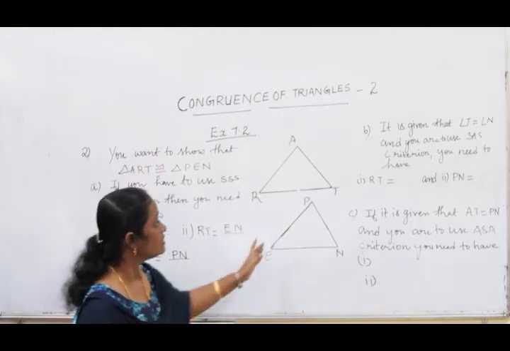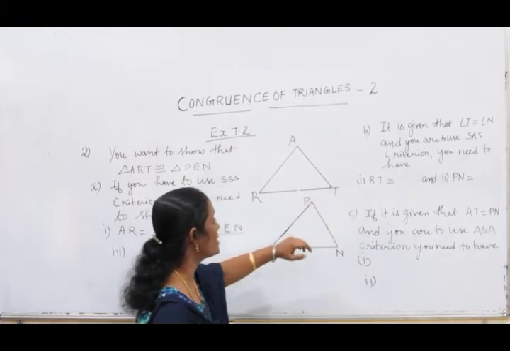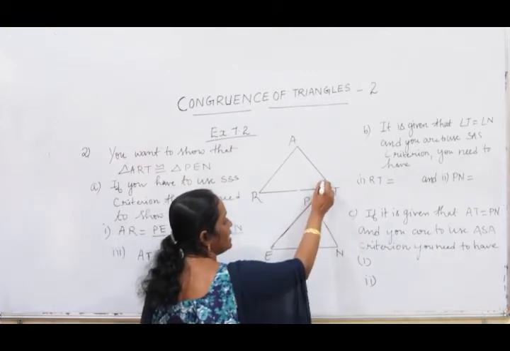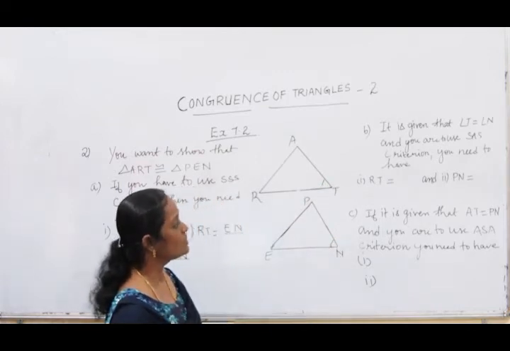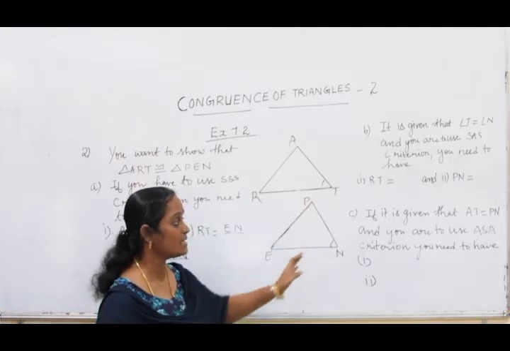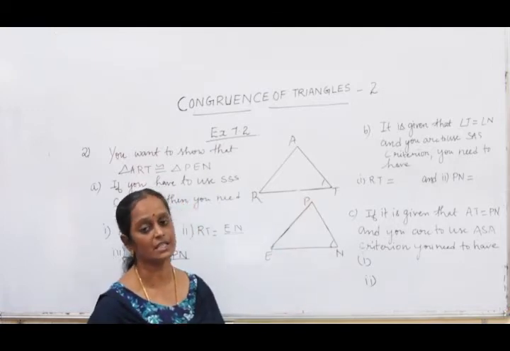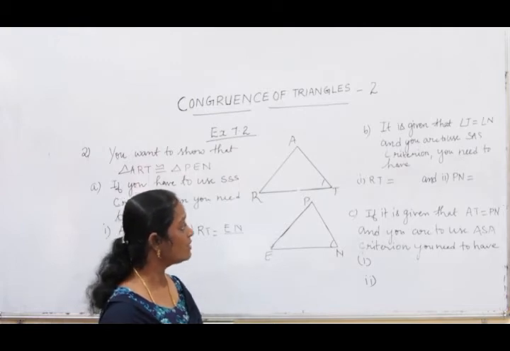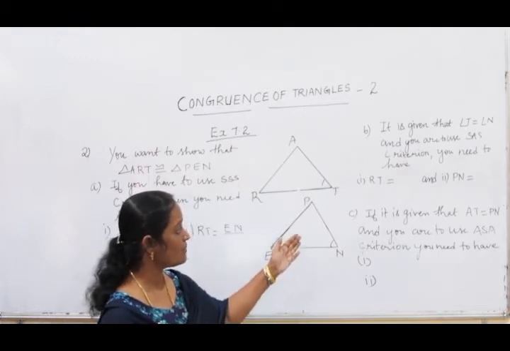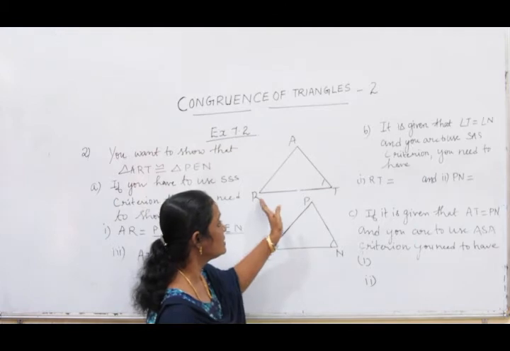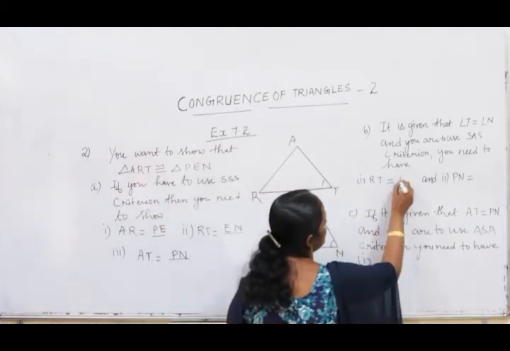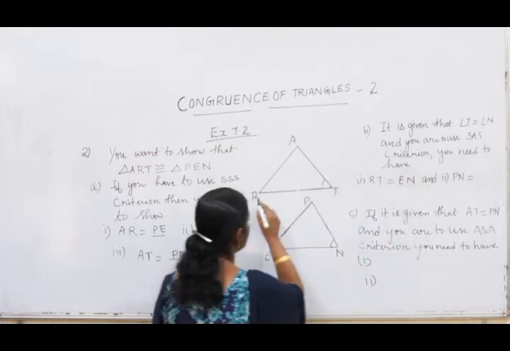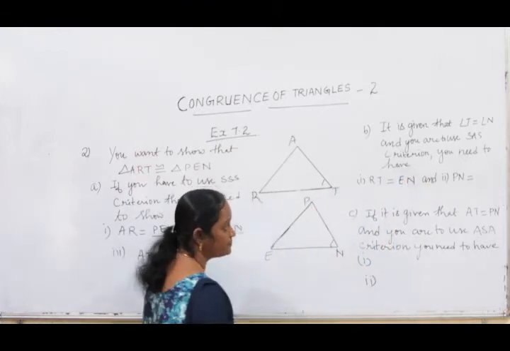The next one, it is given that angle T is equal to angle N. These two angles, angle T and angle N, are equal, it is given, and you have to use SAS criterion. यहाँ पर एंगल टी और एंगल एन इक्वल दिया हुआ है और हमें SAS criteria यूज़ करना है. So RT, you need to have RT is equal to, RT किसके बराबर होगा? RT will be equal to EN.